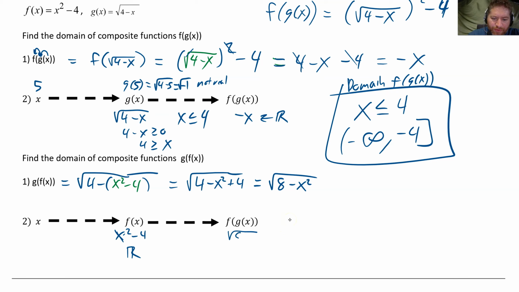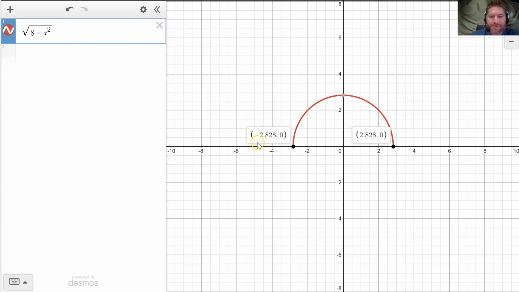So we have the square root of 8 minus x squared. And so you're going to write 8 minus x squared is greater than or equal to 0, and we haven't done quadratic inequalities. If you remember how to do them, then you can go ahead and do it. But we will do quadratic inequalities in the next chapter, but for right now, we're just going to look at Desmos. So Desmos says it's between negative 2.828 and 2.828.